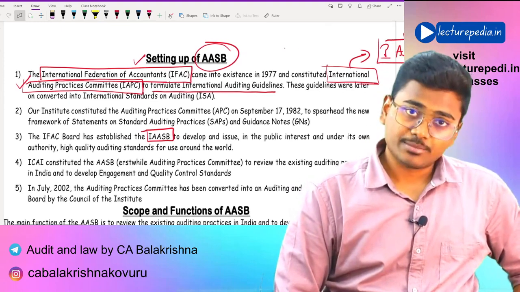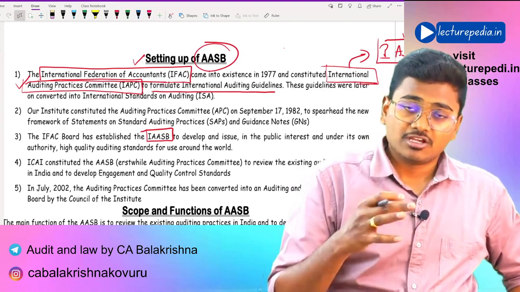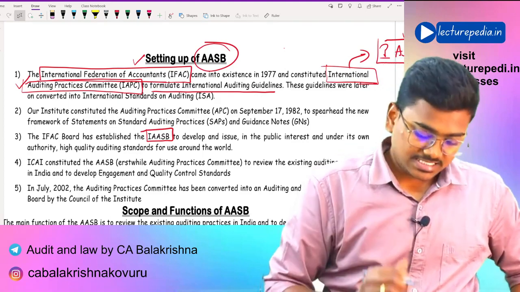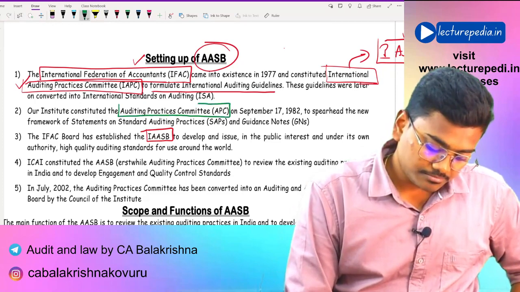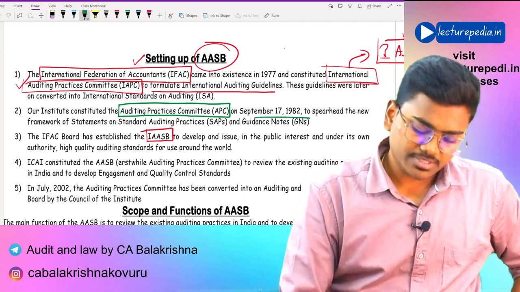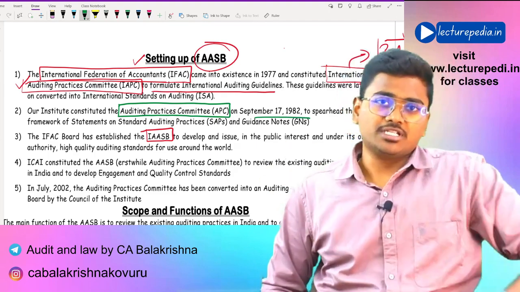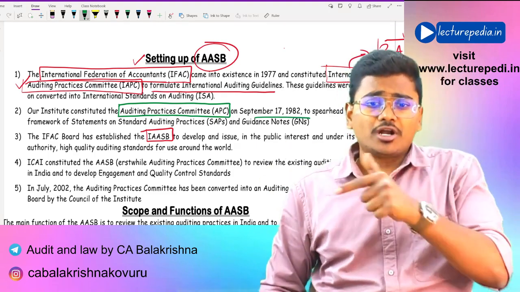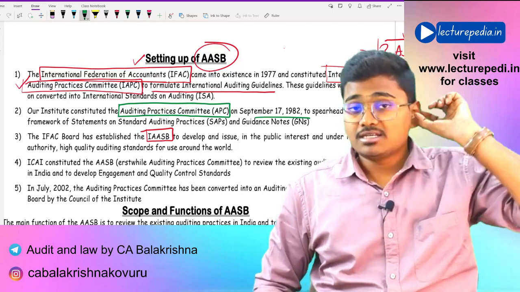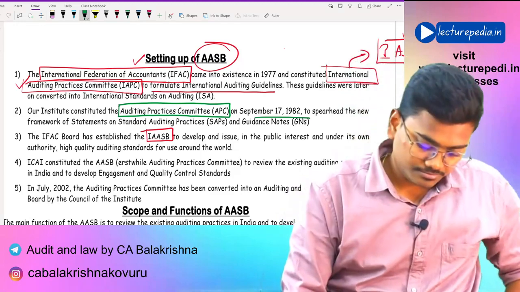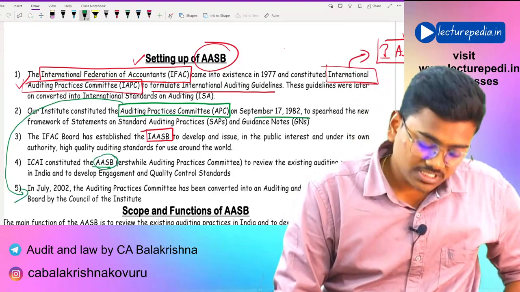Now, since the International Auditing Practices Committee has been established, what our ICAI has done is, for India, it has established the Auditing Practices Committee. On September 17, 1982, it set up the Auditing Practices Committee. But now this Auditing Practices Committee is not there. It has been converted into the Auditing and Assurance Standards Board.